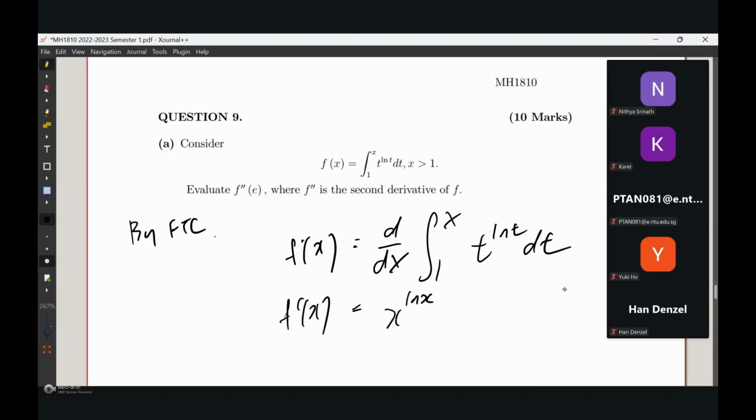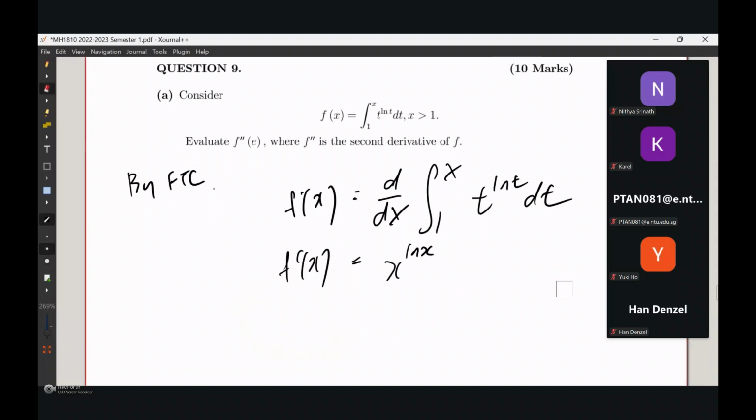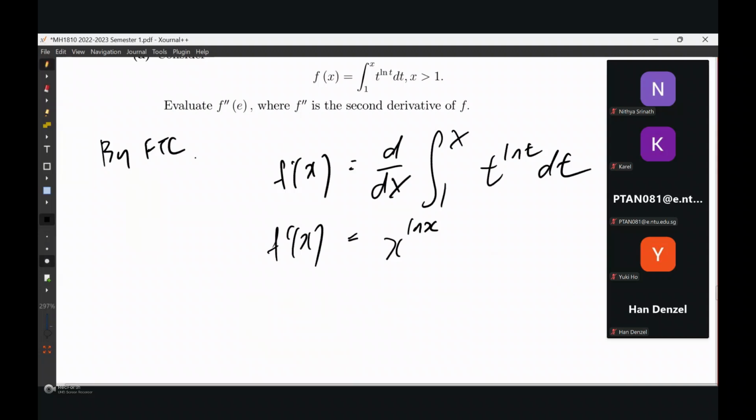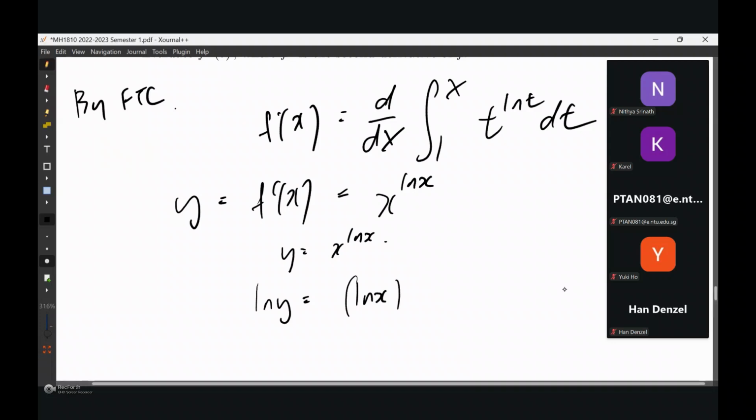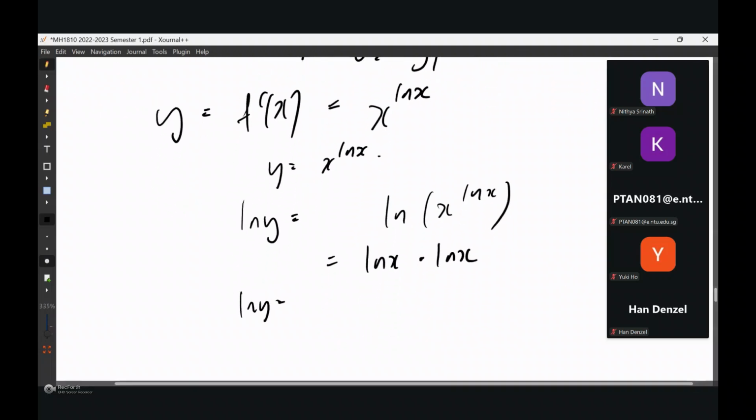So we want to find the second derivative. We want to differentiate this one more time. Here you will need to do some implicit differentiation again. So let y equal f prime x, so y equals x to the power ln x. We are going to ln both sides. So we have ln y equals ln of x to the power of ln x, and this is ln x times ln x. So ln y equals (ln x) squared.